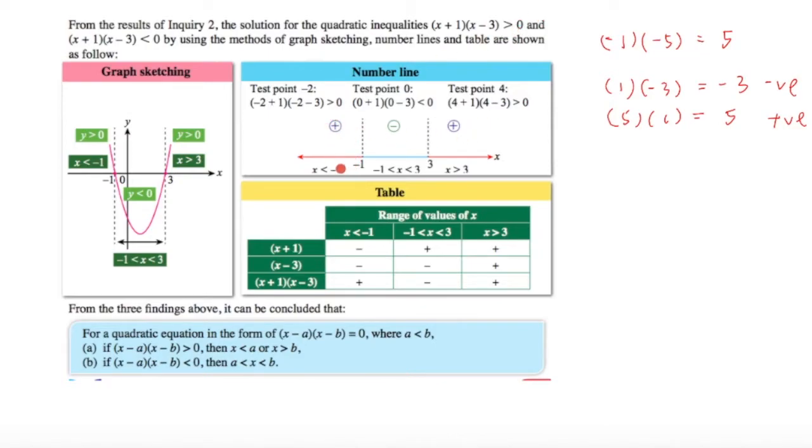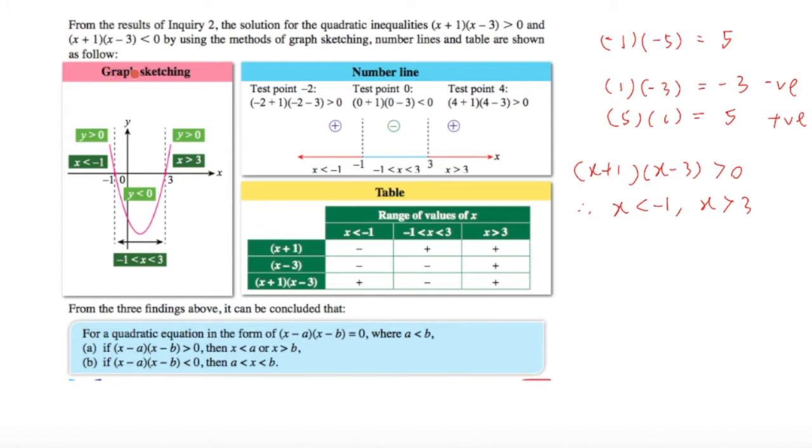Your answer will be x less than negative 1. When your question is asking more than 0, you get positive. Positive means these two. Positive here. So your answer will be x less than negative 1, x more than 3. So this one is from the number line.